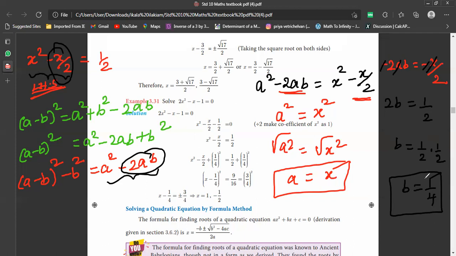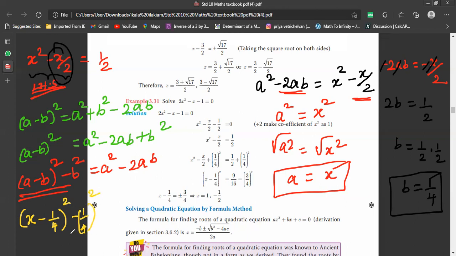So we found the value of a and b here. Why am I doing this? Just to rewrite a square minus 2ab as (a minus b) the whole square minus b square. I'm just going to write x square minus x by 2 in this format. So I know the value of a, which is x, and what is b? b is 1 by 4. So it's (x minus 1 by 4) the whole square minus b square. What is b square? b square is (1 by 4) the whole square. Do you understand this? Yeah. Okay. Please note it down.